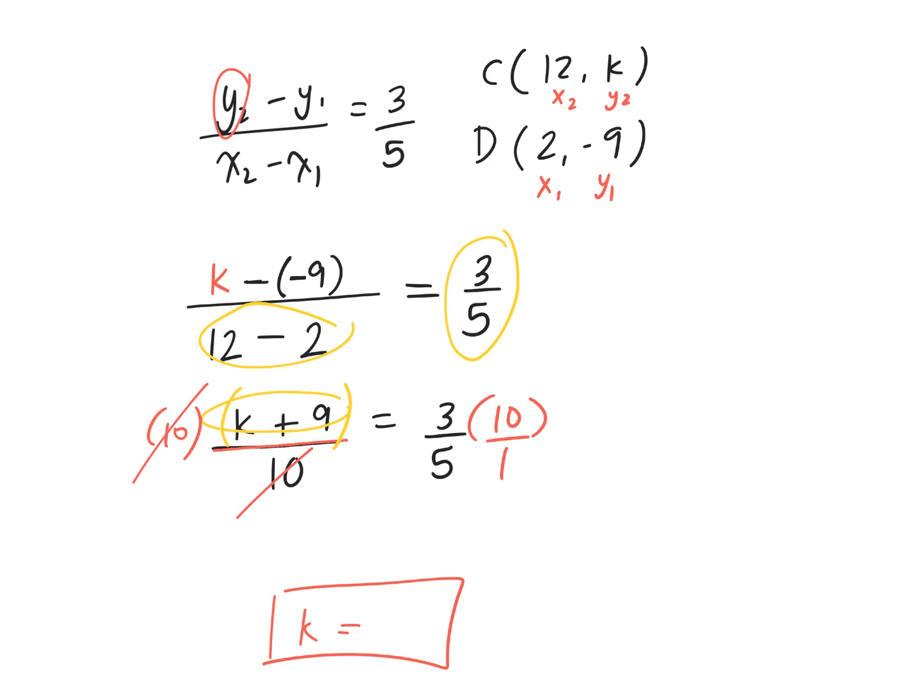So what am I left with on the left side? k plus 9 equals 10 times 3 is 30 over 5, which is 6. So k plus 9 equals 6. What is k equal to? 6 take away 9 is negative 3.